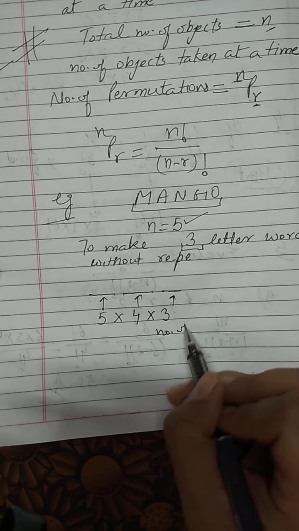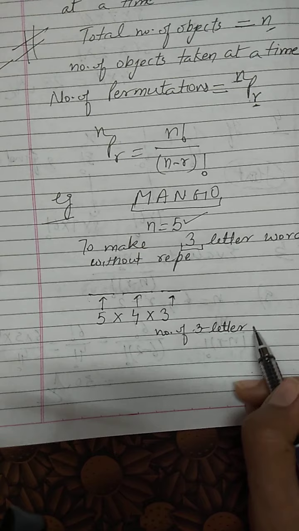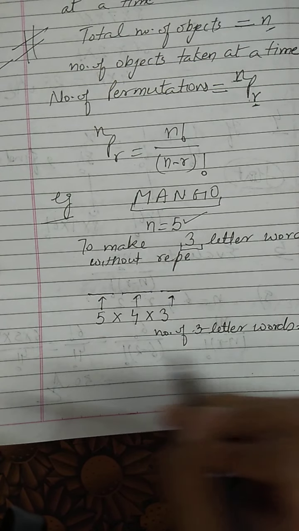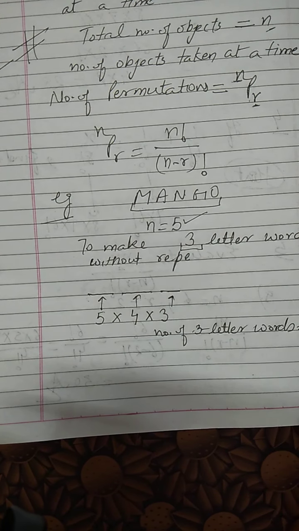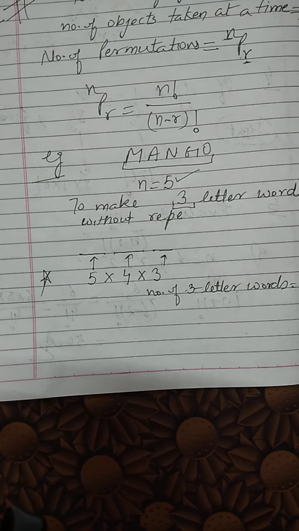So how many ways are there? So the number of 3-letter words will be 5 into 4 into 3, it is 60. This I have done with the help of the fundamental principle of counting.